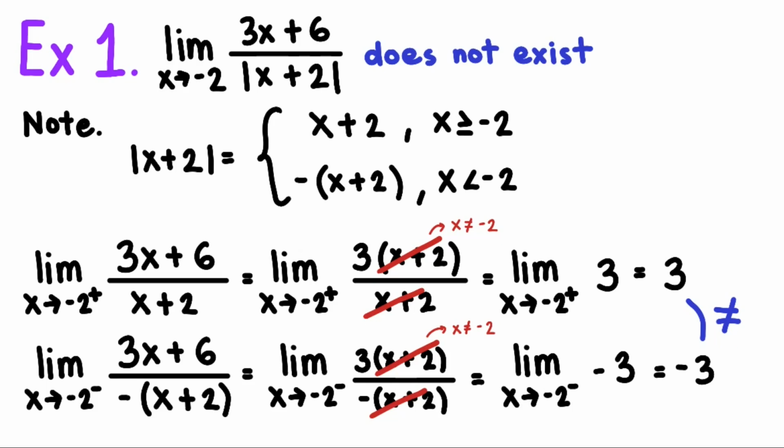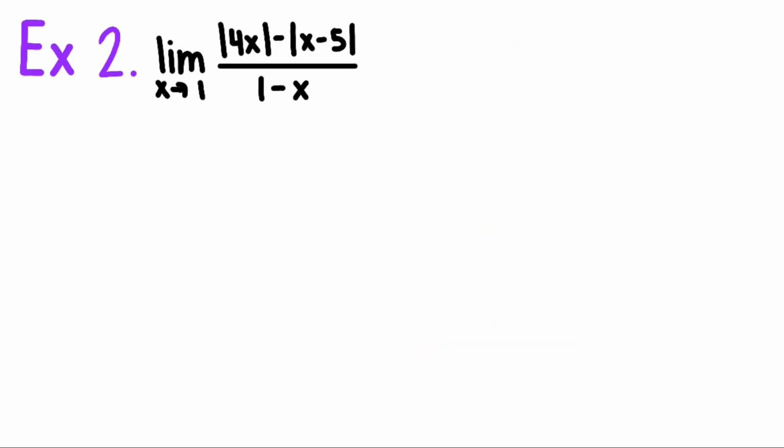Let's move on to the next example. We have the limit of the absolute value of 4x minus the absolute value of x minus 5 over 1 minus x as x approaches 1. Oh, by the way, feel free to pause the video. If I haven't mentioned it a while ago, feel free to pause the videos out here so that you may try these examples first on your own.